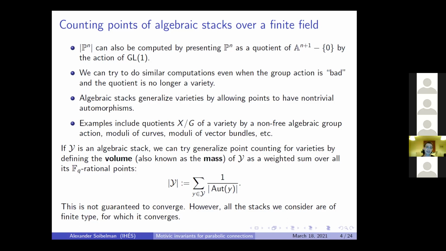But again, this isn't necessarily guaranteed to converge, although for all the cases that we care about, which are all these stacks of finite type, it does end up converging.